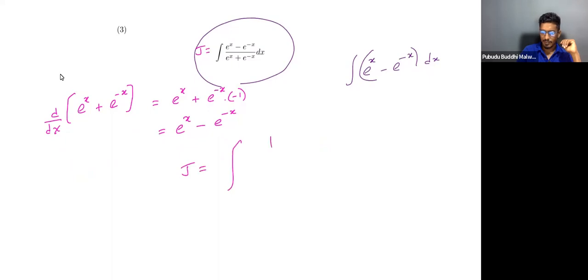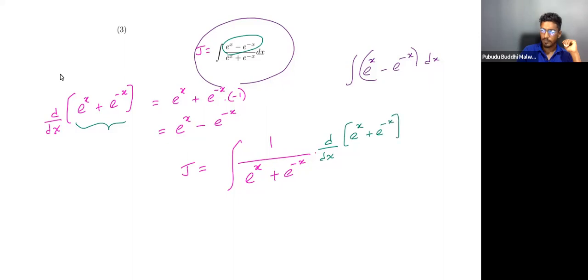I would like to express this integral like this. This part is basically the derivative of the denominator. That's it. So this is the substitution.